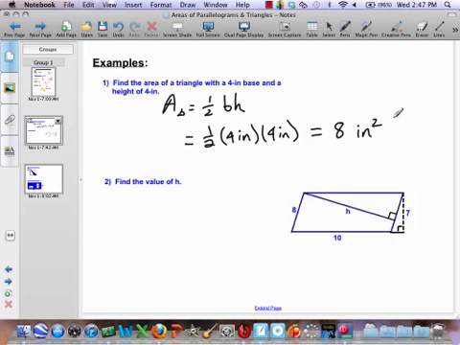If we are finding volume, length times width times height, right? So what's inches times inches times inches? Inches cubed. So your volume's cubed, area is squared.